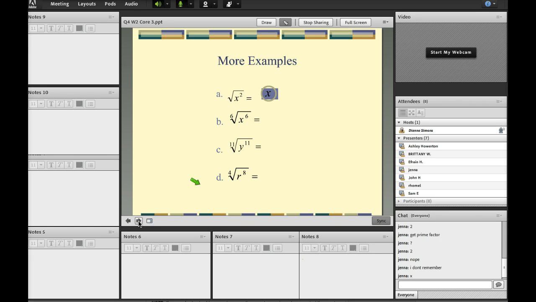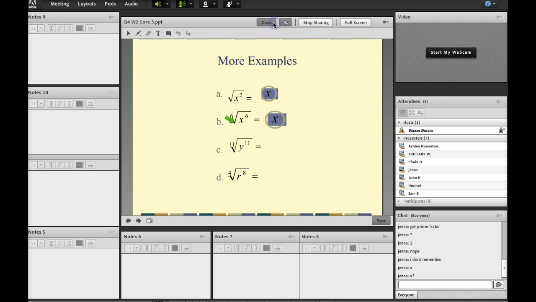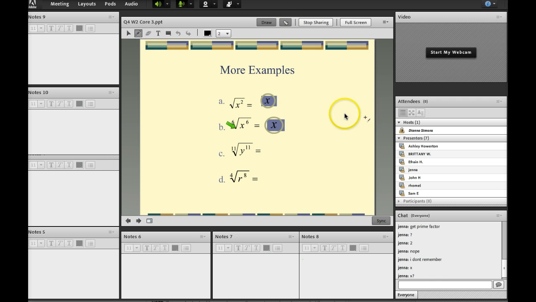All right, what about the next one? The sixth root of x to the 6th. Yep. Because if you write this in radical form, remember this is radical form, but if you write it in rational form, let me just show you. What you get is x to the 6 divided by 6. And what's 6 divided by 6? 1. So that's why you get just x. Does that make sense?